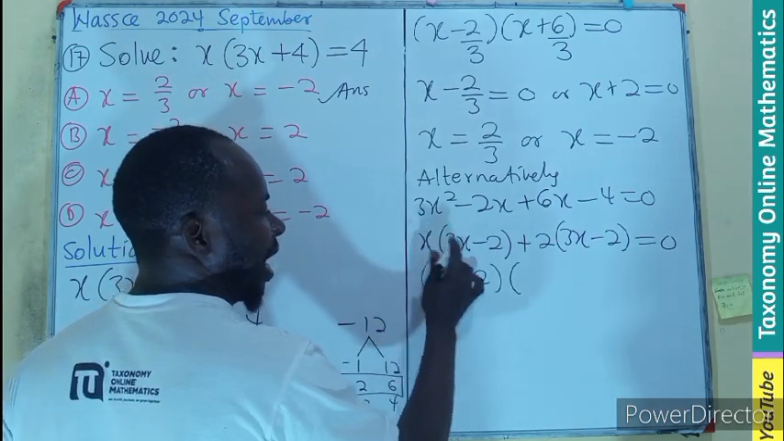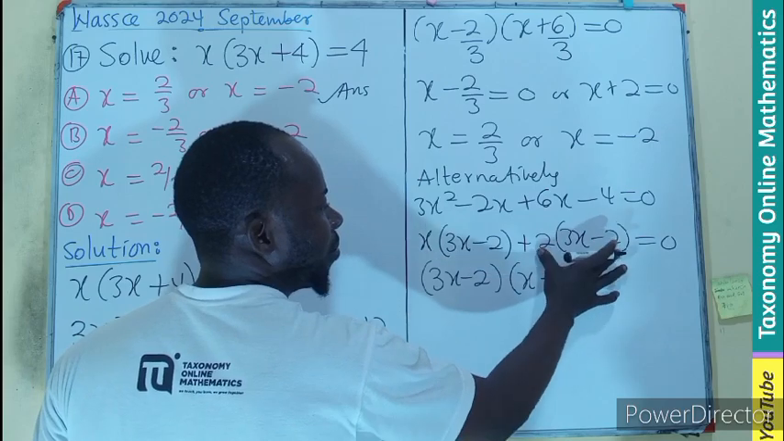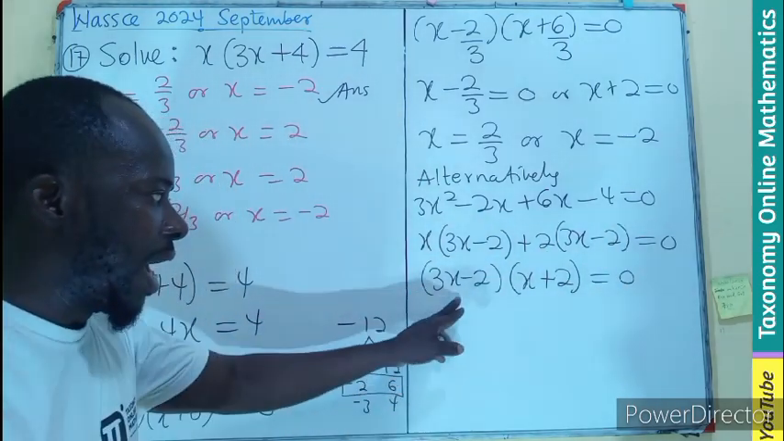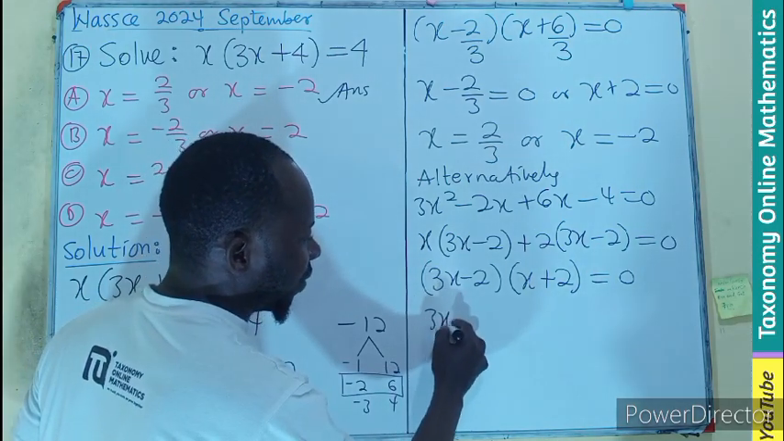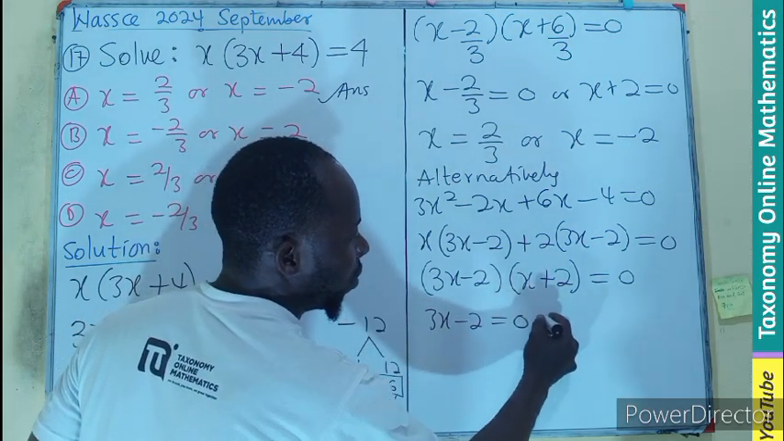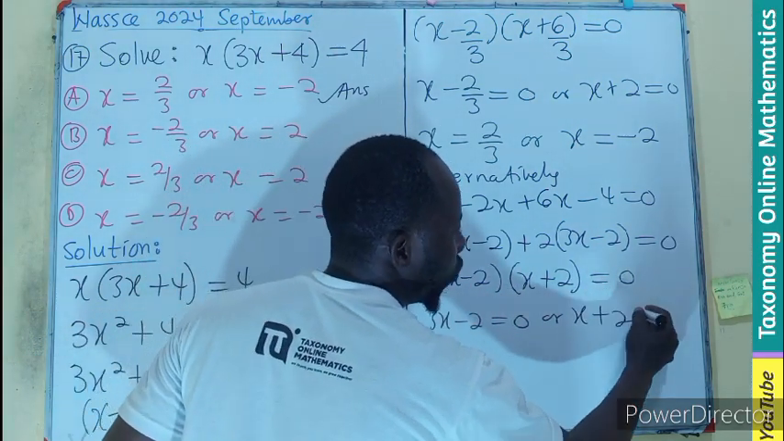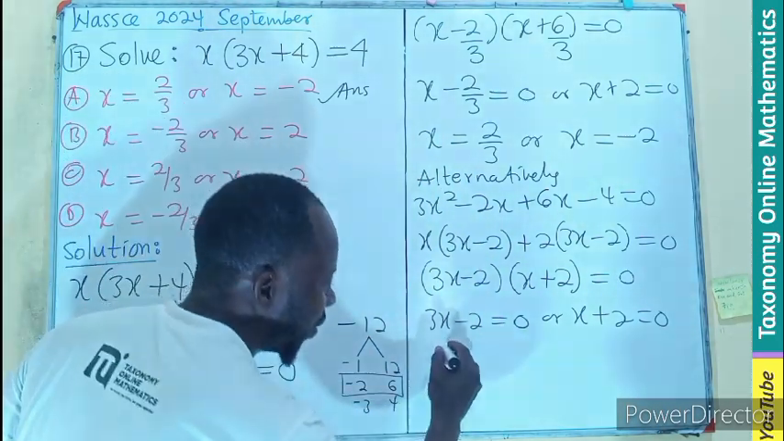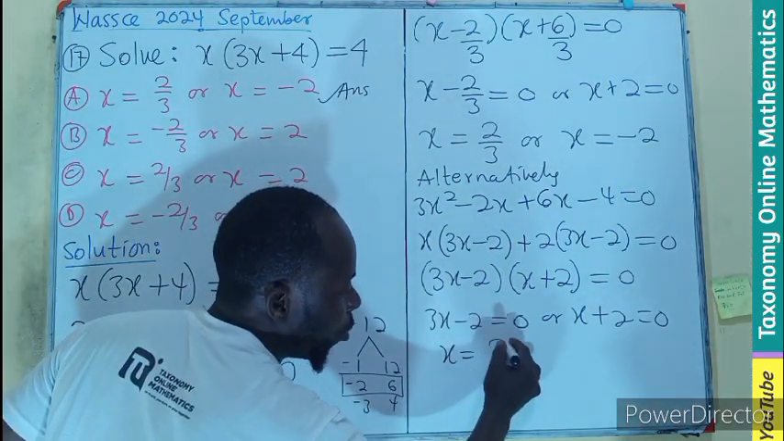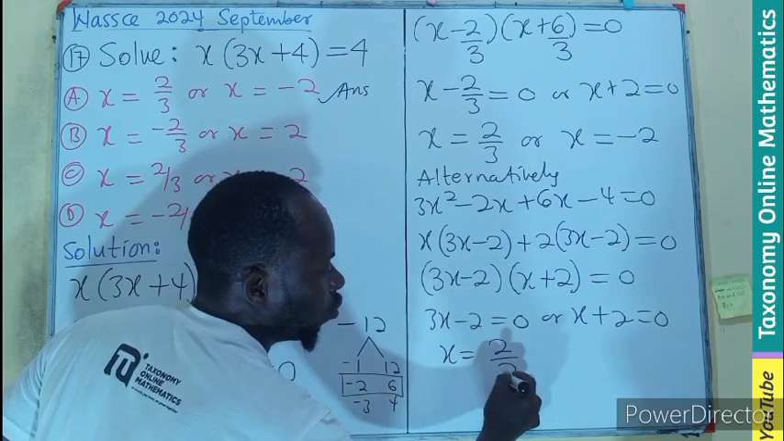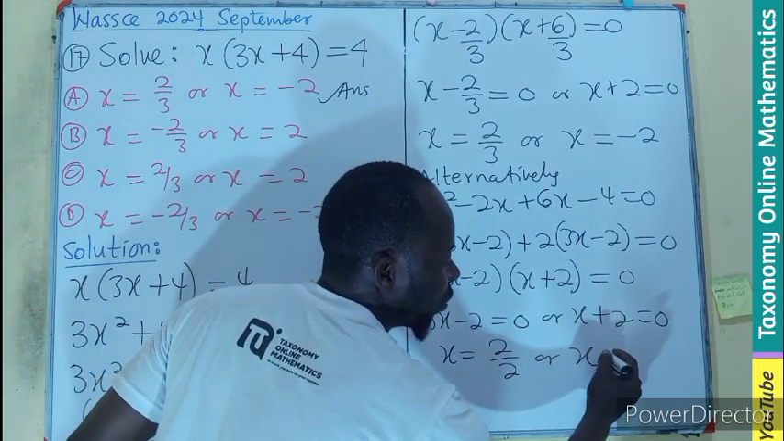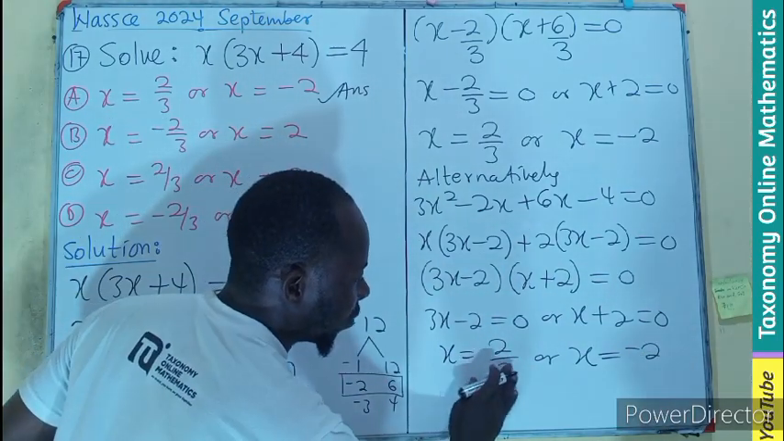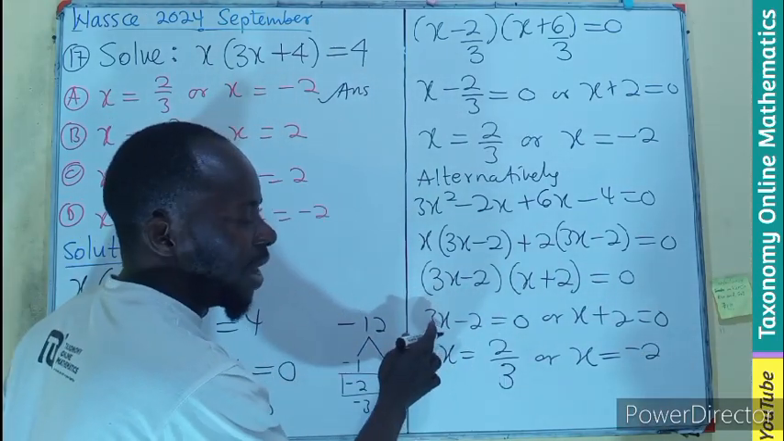Dividing this by the common factor, you'll be left with x. Dividing by the common factor, you'll be left with 2. Equals 0. So here, your 3x minus 2 is 0, or x plus 2 is 0. You know you will transpose this, right? So x will be equal to positive 2, and you divide by 3, sorry, this is the 3 we are dividing by. Or x will be equal to minus 2 if you transpose.